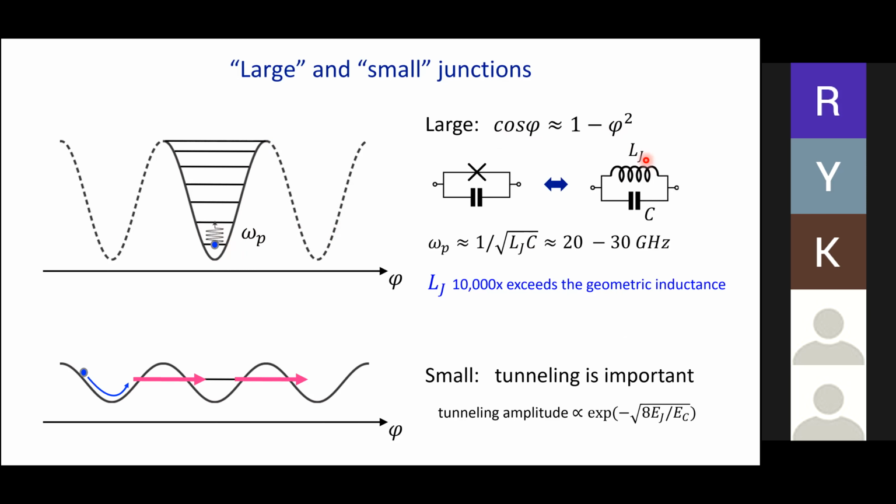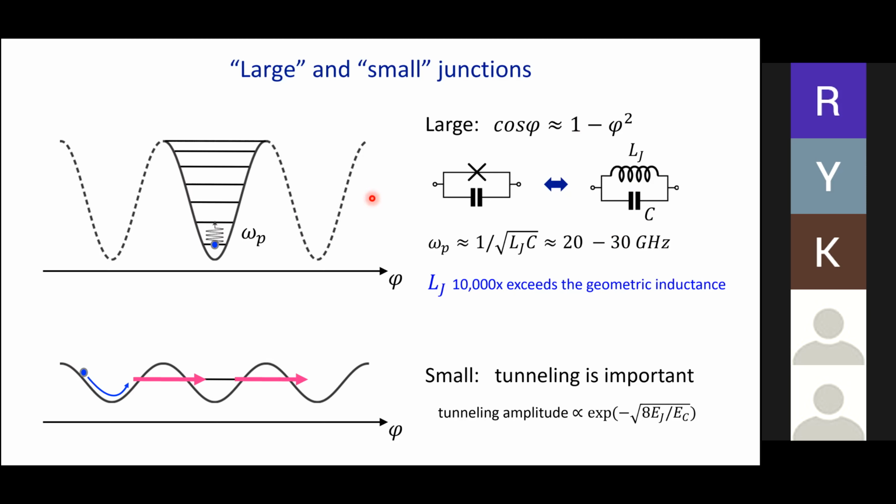And because it also has capacitance, it forms an LC circuit with typical frequencies between 20 and 30 gigahertz. What is special about this inductance is that it's a kinetic one, and it can be many orders of magnitude larger than the geometric inductance. And that's a way to create high impedance circuits.